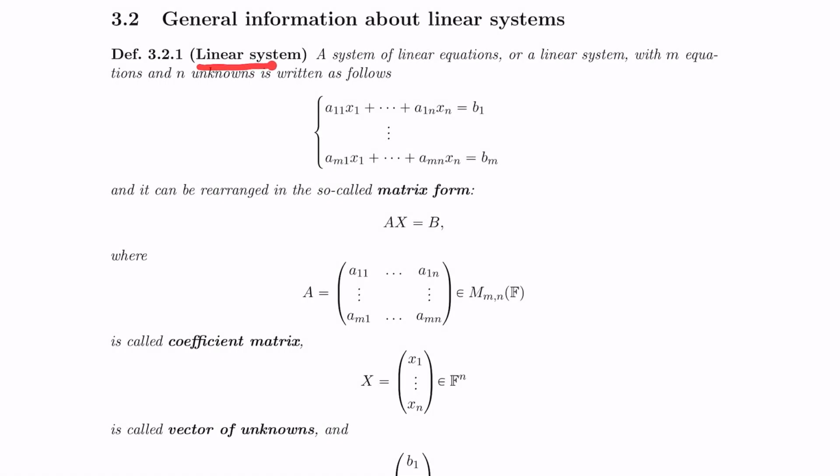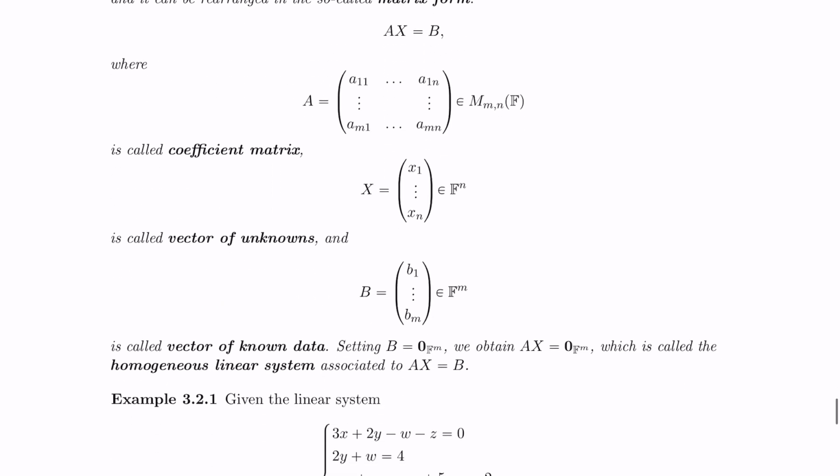The precise definition of linear system is the following. A system of linear equations, or linear system, with m equations and n unknowns is written in this form here. And it can be rearranged in the so-called matrix form, this one here, where A is the so-called coefficient matrix with all entries given by the coefficients in front of the unknowns. X is the so-called vector of unknowns, and B is the so-called vector of known data.